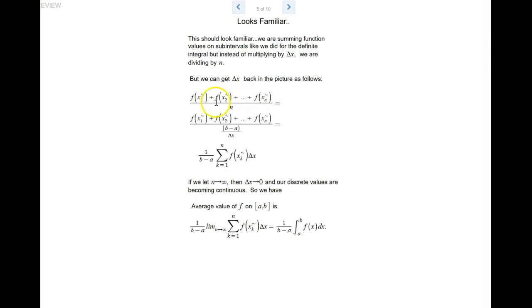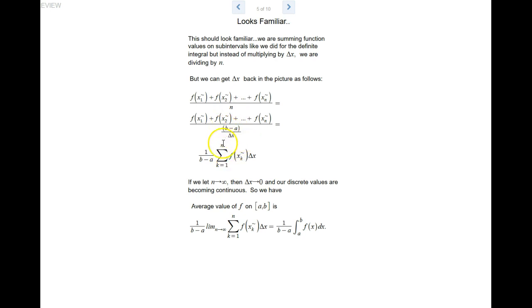So what we're going to do here is let n go to infinity. So this should look familiar. We're summing function values, but instead of multiplying by delta x, we're dividing by n. But we can get delta x back in the picture, so we can use an integral, by replacing n with b minus a over delta x.